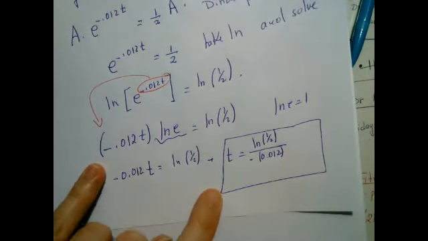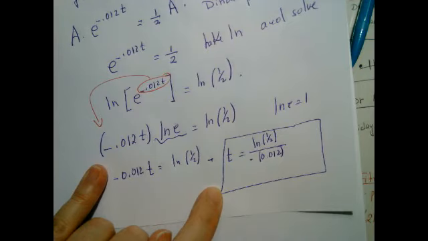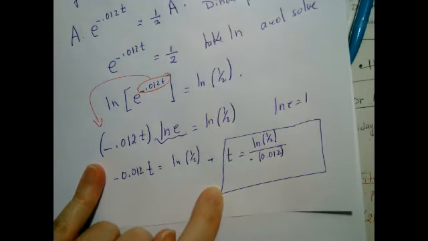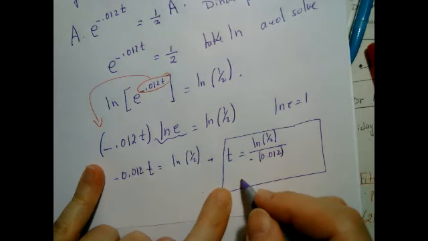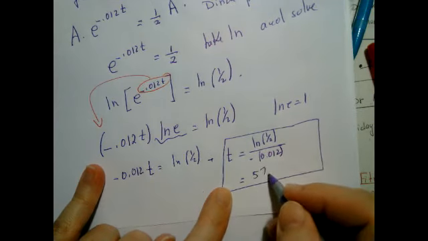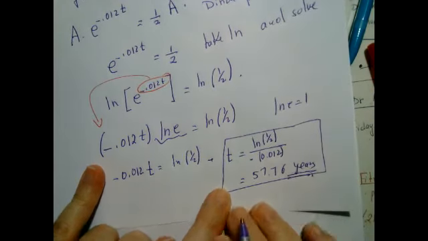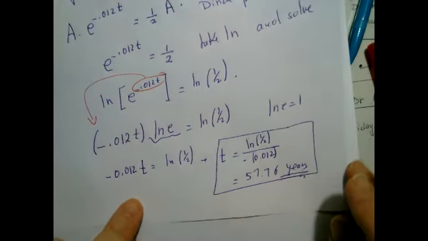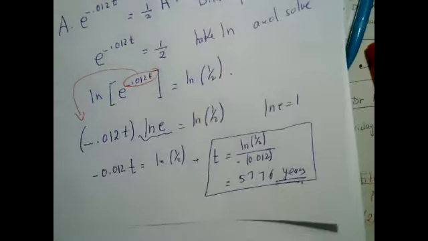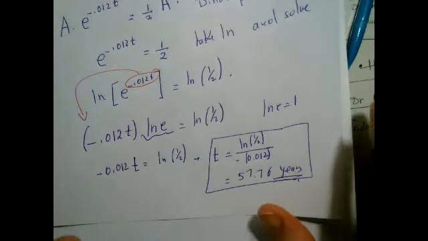And then the rest is simple. We just plug in numbers, and it's going to give me ln of a half divided by 0.012. It's going to give me, okay, whatever, 57.76 years. And that will give me the half-life of this chemical product.